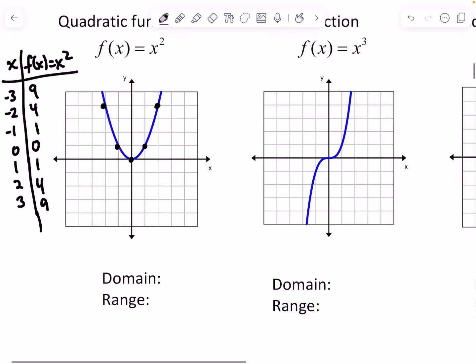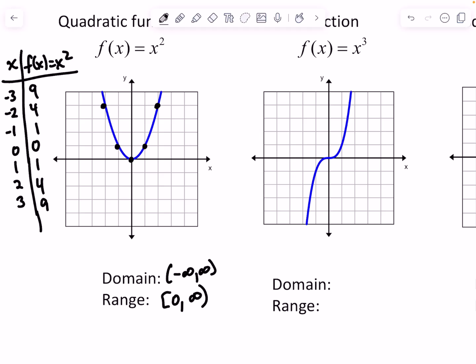And again, similar to absolute value, we have a domain of all real numbers. And the reason why is because any real number that you name, we can square it. So the domain is everything. But when we square real numbers, two negatives make a positive. So our range is once again just the positive numbers, 0 to infinity.